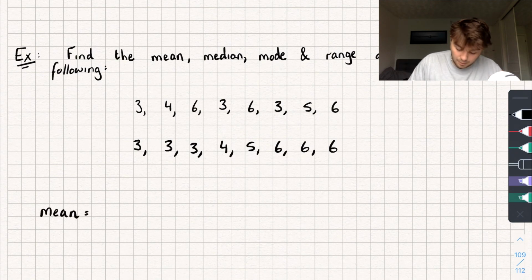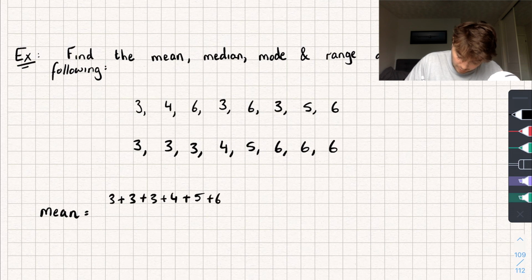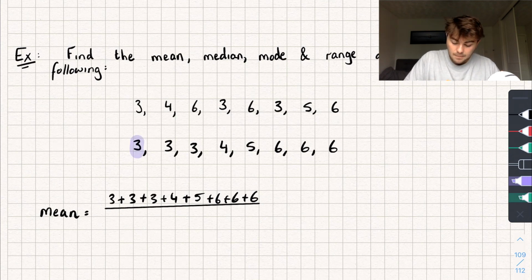So I'm going to find the mean by adding them all together. So 3 plus 3, this is again going to take ages, plus 5 plus 6 plus 6 plus 6, and then dividing it by the total number of data values we have. So we have how many? 1, 2, 3, 4, 5, 6, 7, 8. So I'm going to do this total divided by 8, and that's going to give me, let's work it out.